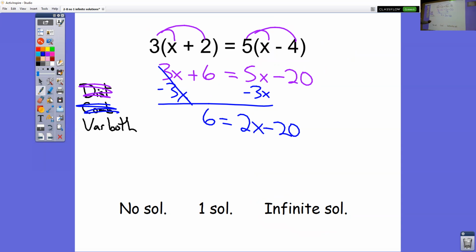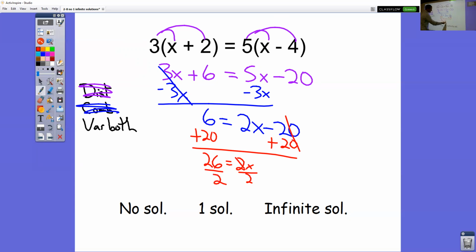Now I just have a 2-step equation. So I'm going to do plus 20 and plus 20. So I have 26 equals 2x. Divide by 2, divide by 2. We get x equals 13. 13 is my answer. That is the only answer that would check if I were to sub it back in.